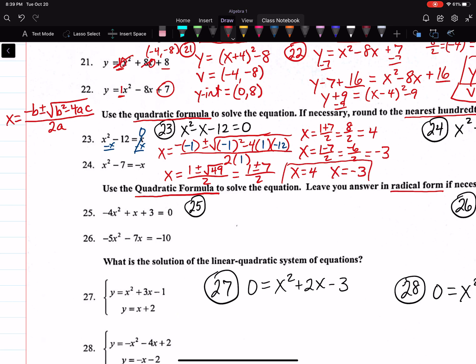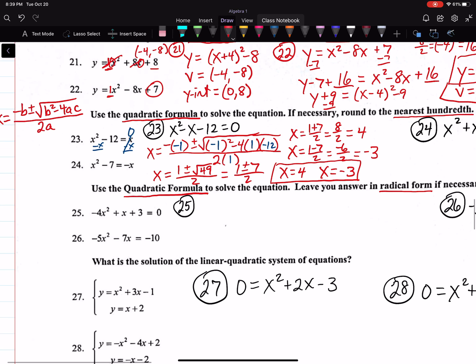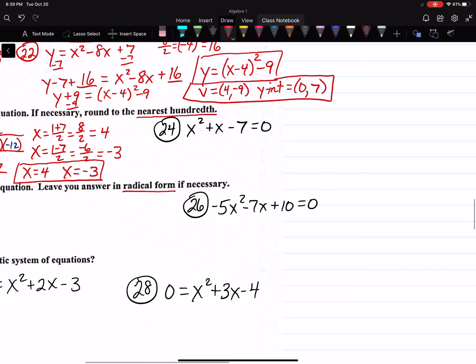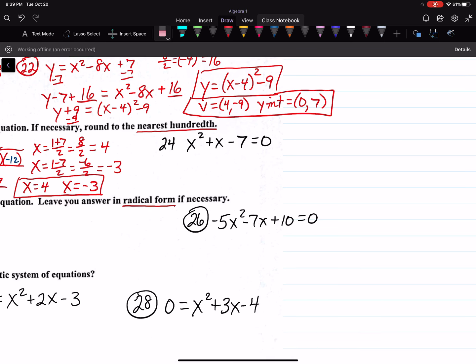And we definitely could have done that one by graphing or by factoring, but they wanted us to use the quadratic formula. So, sorry, those are the rules. Same thing here. I'm going to move my x over, get it equal to 0, put my x in the middle. So 24's new problem looks like this. See where the x is. And we go from here.